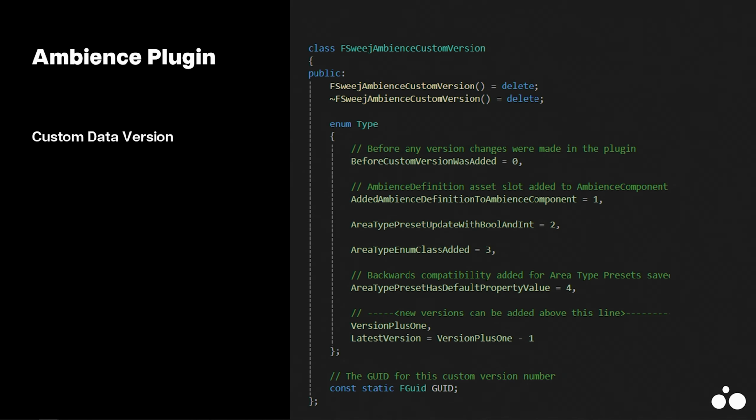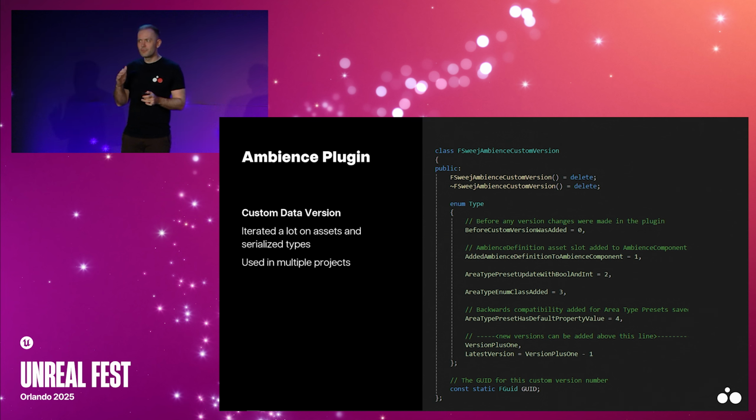And another slightly boring note, but I think it's really important, is we did a lot of iteration on serialized data types in this plugin. And we made use of custom data versions to ensure there was compatibility between different versions of the data. We deployed the plugin in multiple different projects as it was being developed, and the data changed shape multiple times throughout development. So we're really glad that we implemented this straight off the bat, because we never had problems with data loading.